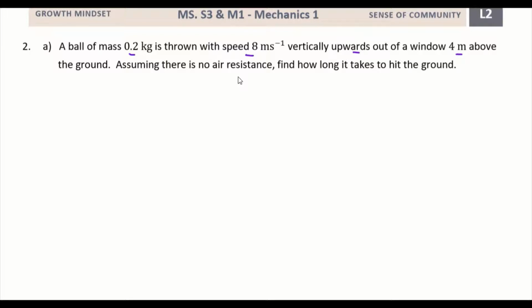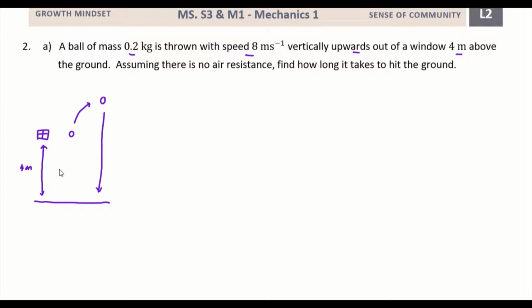Okay, so let's try to draw it. You have this window, which is the place where the ball is thrown upwards, right? Then it reaches here, and after that it falls down. The question tells us the height of the window is 4 meter above the ground, so from here to here is 4 meter.